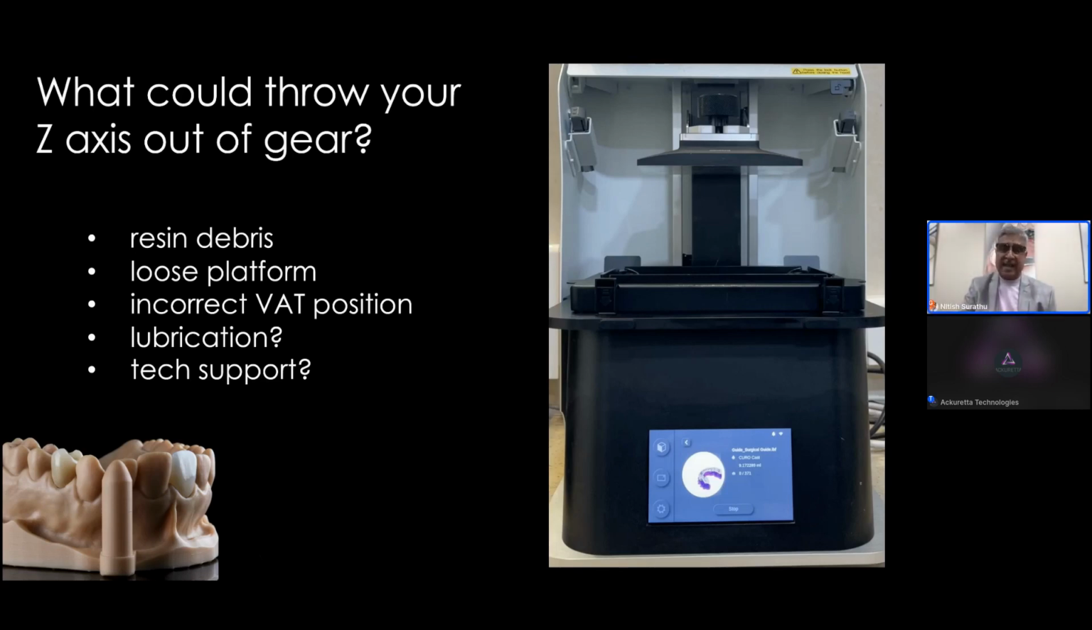So keeping your z-axis in shape is a good thing to do, which means you do the right thing after you have a failed print. You make absolutely sure that there's never any resin debris left behind in a vat and that your platform doesn't come crashing down on resin debris. And so that's something extremely important.